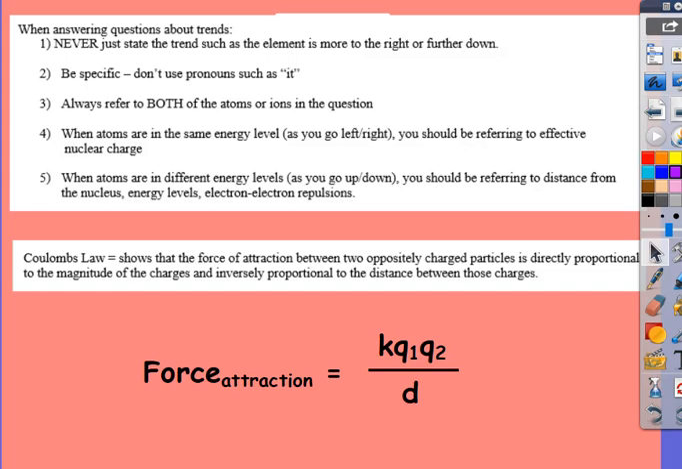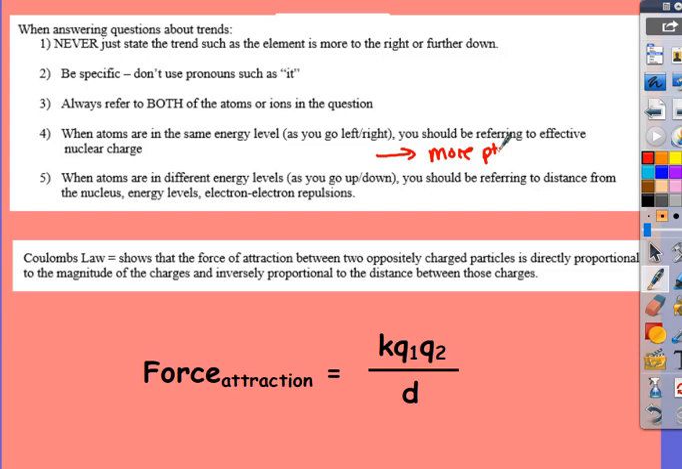When atoms are in the same energy level, as in when you're going from left to right or right to left, you should be referring to effective nuclear charge, which is basically how many protons you have. As you go to the right, you have more protons in the same number of energy levels, so you have a greater effective nuclear charge.